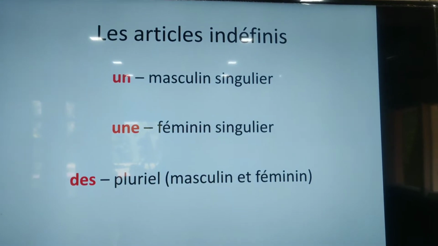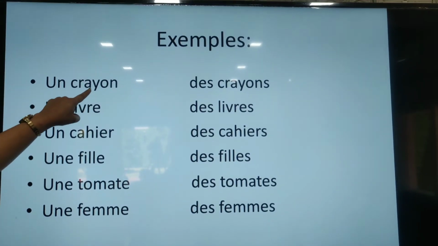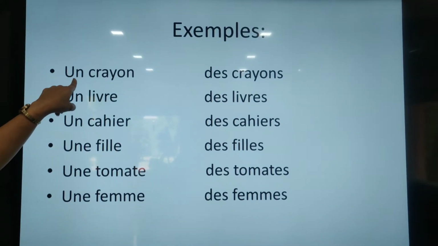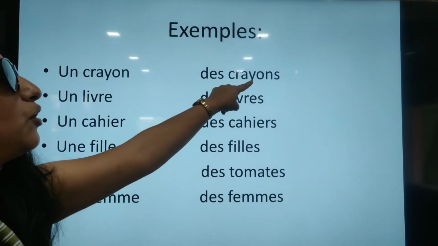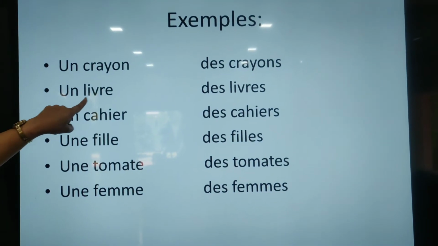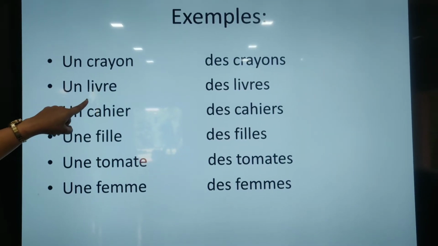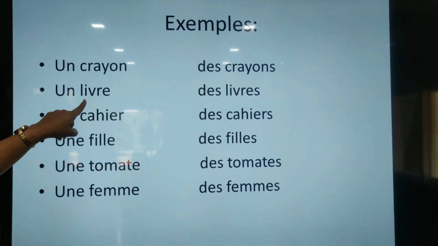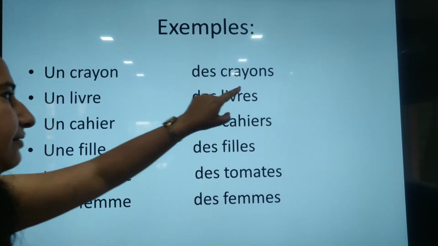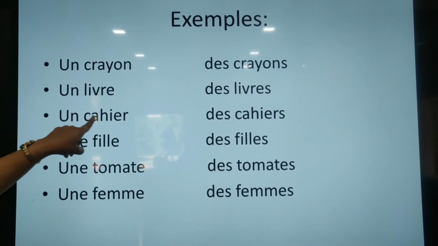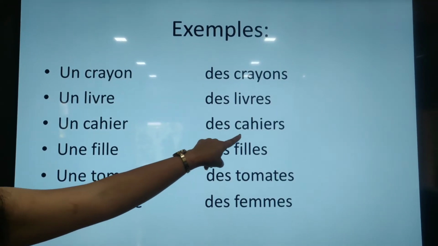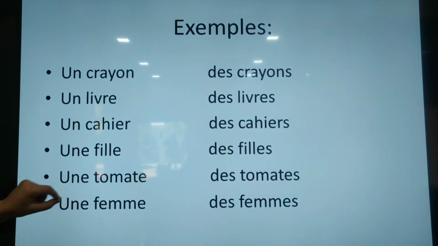Look at these examples here. Un crayon, crayon, which means pencil, is a masculine word. So we use un in front of it. But if crayon was crayons with an S, that is, it is plural, then we will say des crayons. Un livre, livre is a book, which is masculine again. So we put un. But if livre was plural, that is not book, but books, then it will be des livres. Cahier is a notebook. Un cahier, which is again a masculine word. If it is plural, we'll put des cahiers because it is plural, has an S at the end.